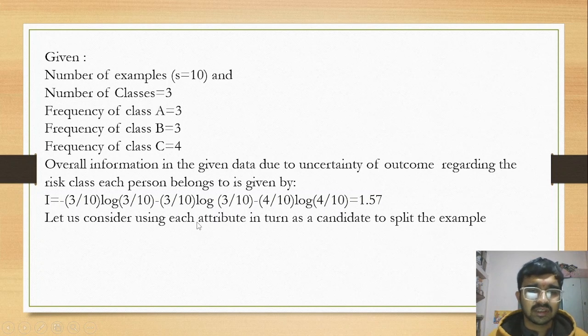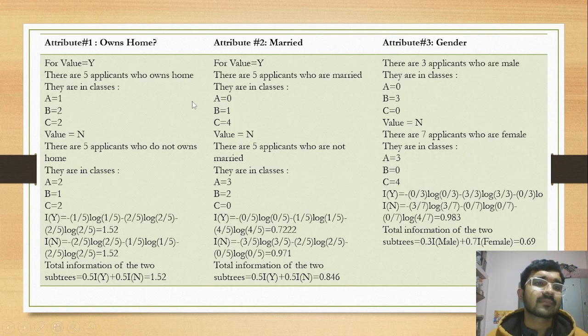Now let us consider using each attribute in turn as a candidate to split the examples. First we will take our home attribute. For value equals y, there are 5 applicants who own a home. They are in classes A equals 1, B equals 2, C equals 2, and for value equals n, there are 5 applicants who do not own a home. They are in classes A equals 2, B equals 1 and C equals 2.